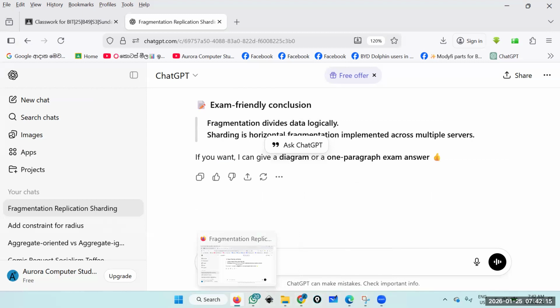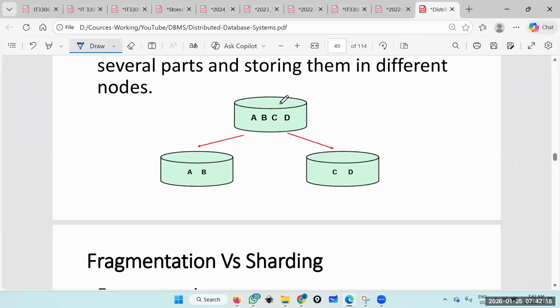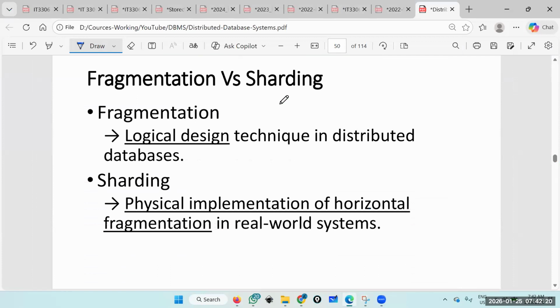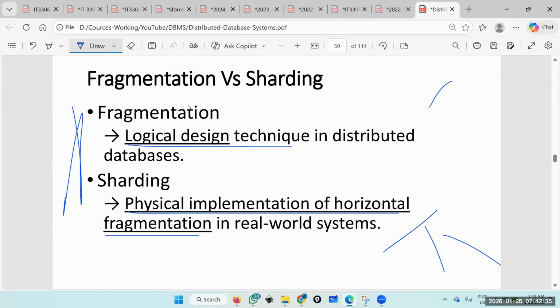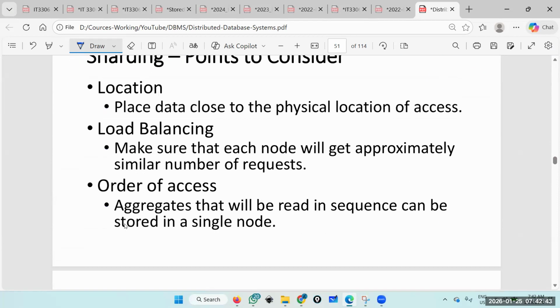I think that makes more sense. So it's a logical design. So this is how you physically implement, especially the horizontal fragmentation. So you first break it, then decide where to go. But in reality, you need to think of both because this decision may depend on where it's ultimately going. Right. So you need to think about the location, load balancing, order of access and so on.